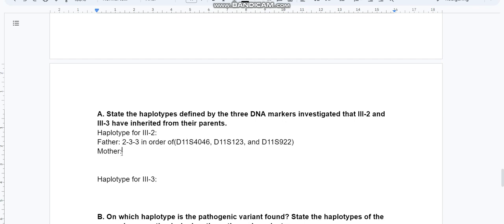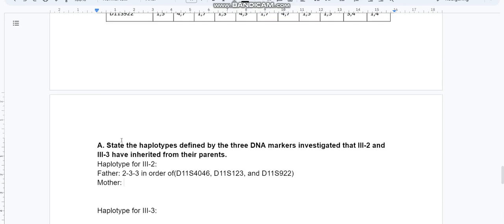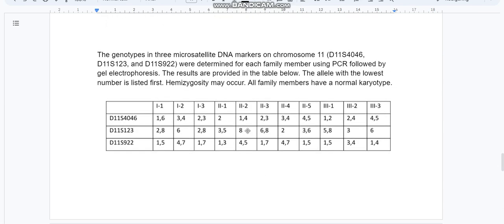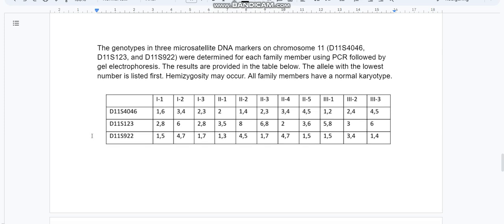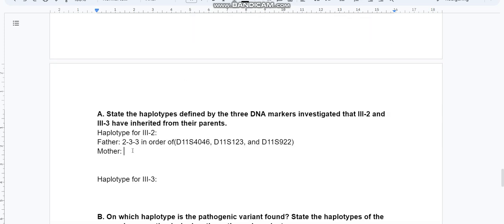Then what about the mother, right? For the mother, so this is the mother. Let's look at him. He has 4. He does not have anything here. He has 4, but the mother has 4 here, and she also has 4 here. So the haplotype must be 4 question mark 4.